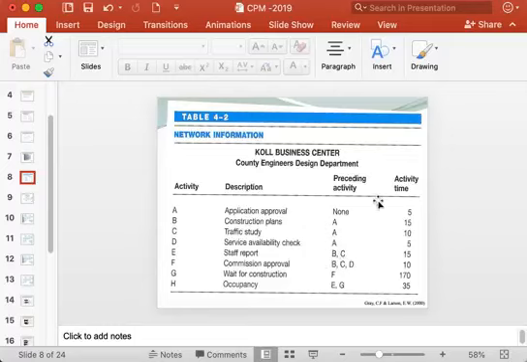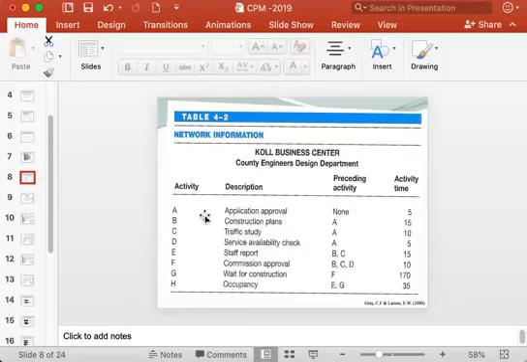Okay, and the time duration of all these activities, how much time each of these activities take, is given here. Activity E is taking 5 time units, B is taking 15 time units, H is taking 35 time units. So time units can be days, weeks, months. Okay.